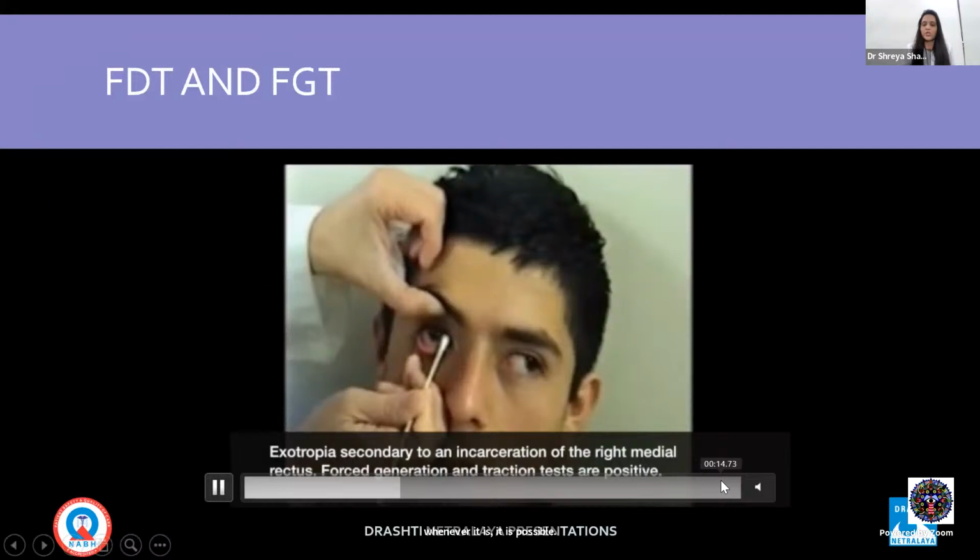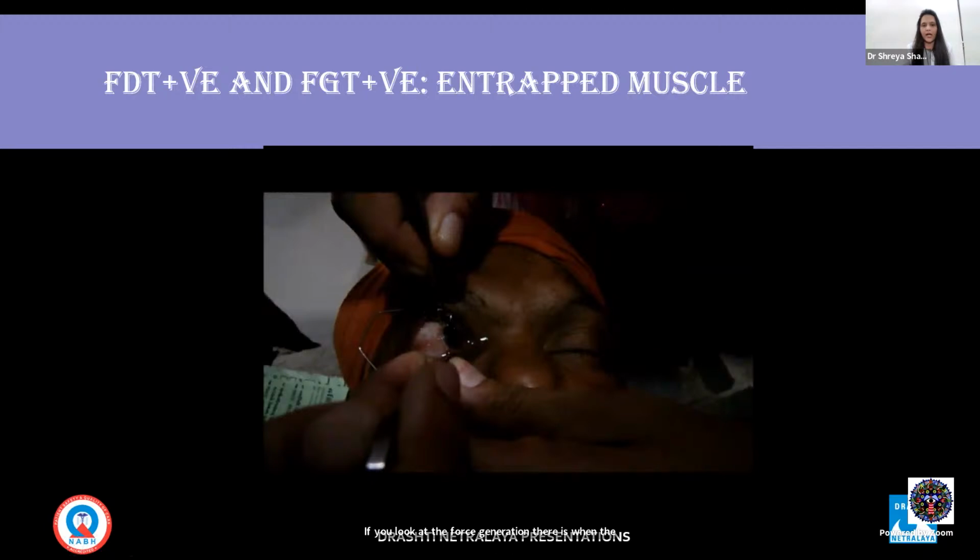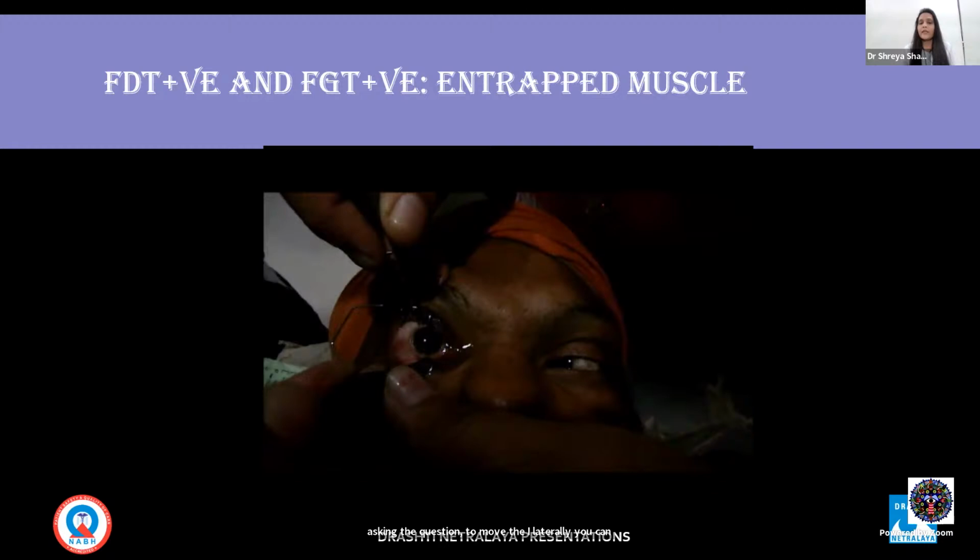In this patient, if you look at the force generation test, we are holding the eye in adduction and asking the patient to move the eye laterally. You can see the resident is also holding, and she is also able to feel the tug.